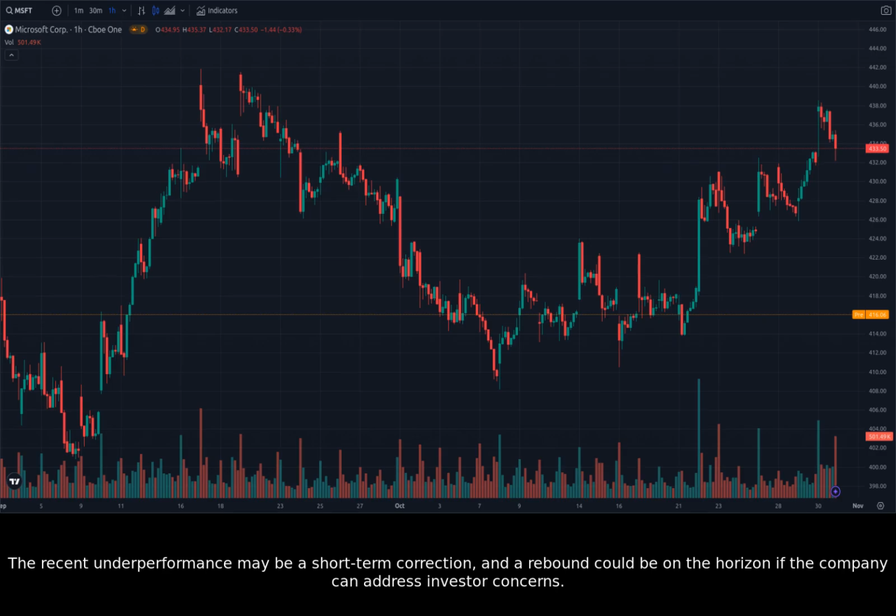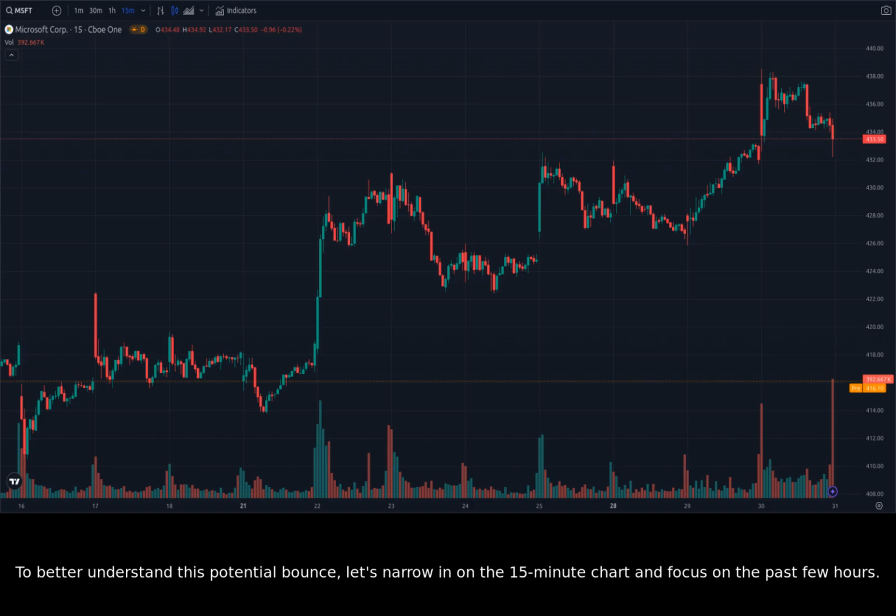address investor concerns. To better understand this potential bounce, let's narrow in on the 15-minute chart and focus on the past few hours. We see a clear downward trend here, but there are some signs of a possible reversal. The price is bouncing off a support level around $415, and we're seeing increased buying activity. If the price can break above the $417 level, it could indicate a shift in momentum towards a bullish reversal. The 15-minute chart also highlights the significance of the $415 level as a support level. If the price breaks below this level, it could signal a continuation of the downward trend.